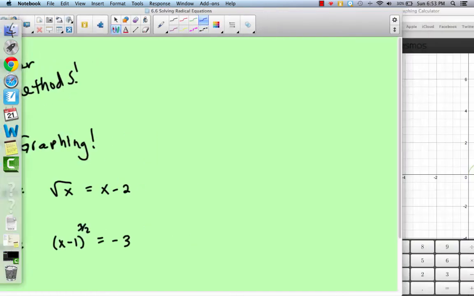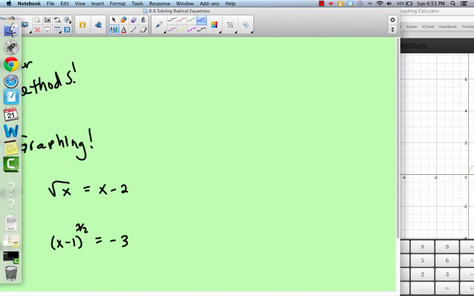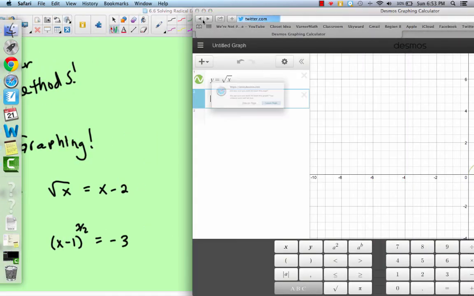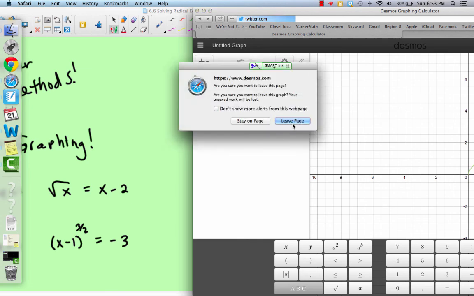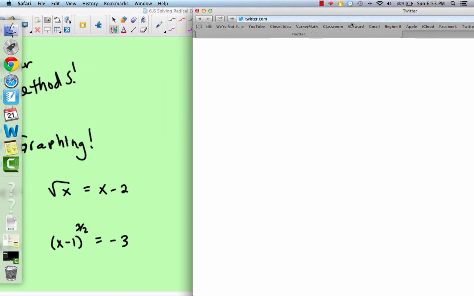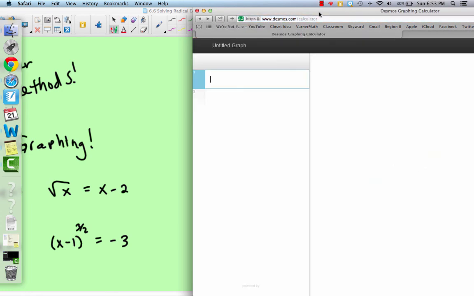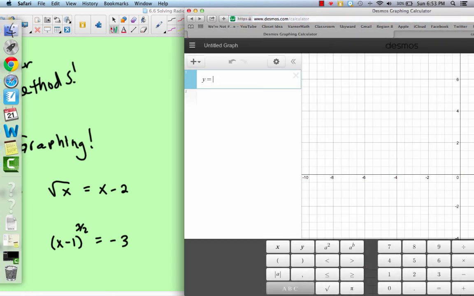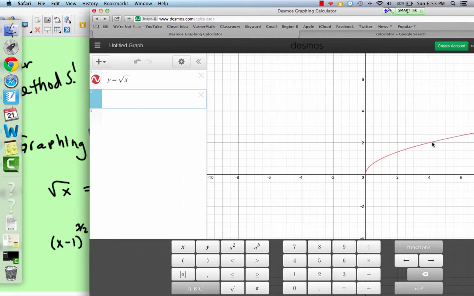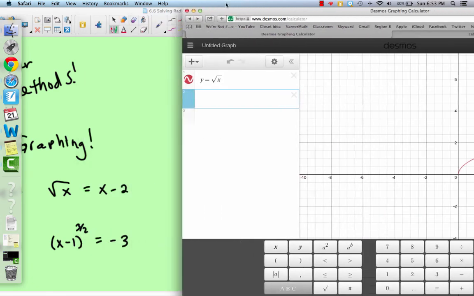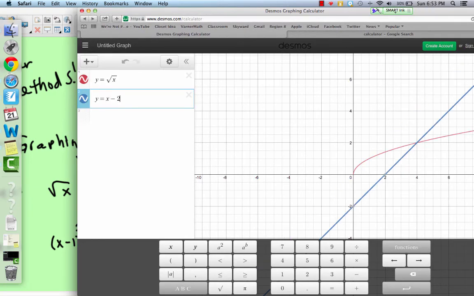So notice that plotted on my graph. Sorry guys, my computer. There we go. So y equals the square root of x. Sorry about that. Clicked the wrong button. That graphed right here in this red line. And then I can also type in x minus 2. So y equals x minus 2.